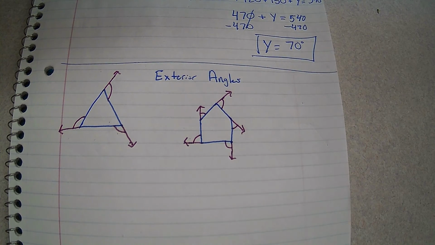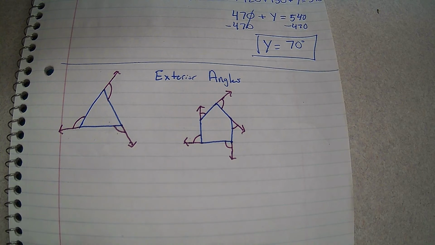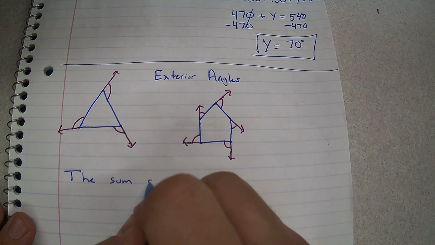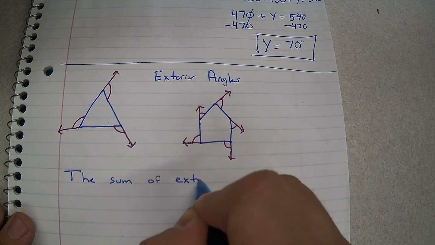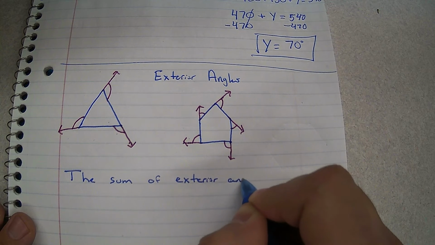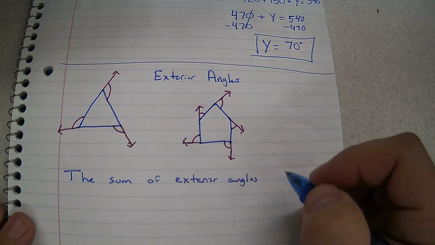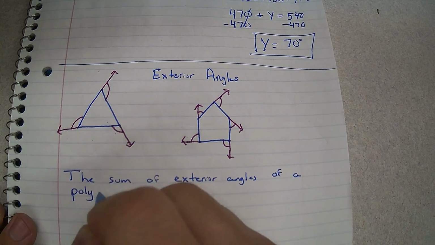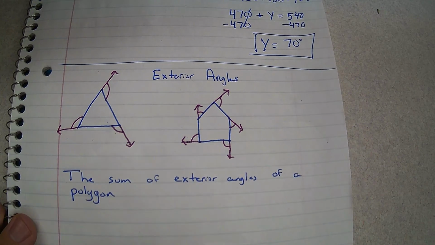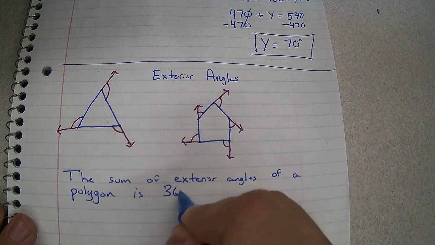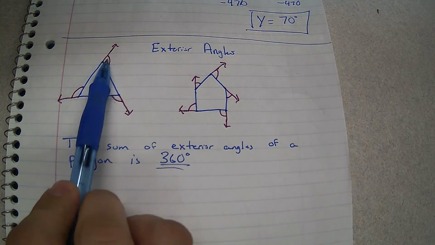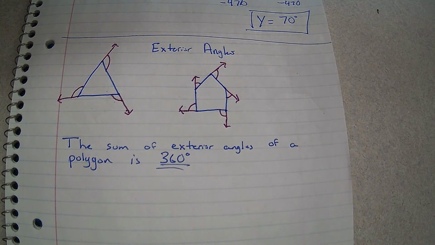Now, the exterior angles are kind of interesting because the sum of the exterior angles of a polygon, so it doesn't matter what shape or what polygon you have, is always 360 degrees. So no matter what shape you have, if I were to add up all of these angles, they'd always be 360 degrees.